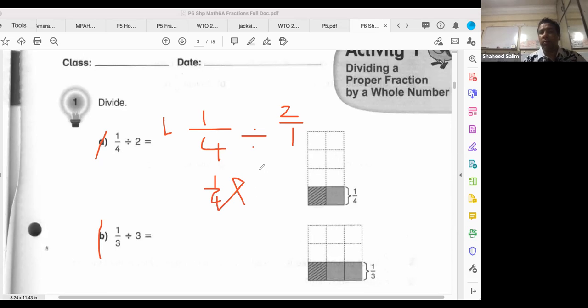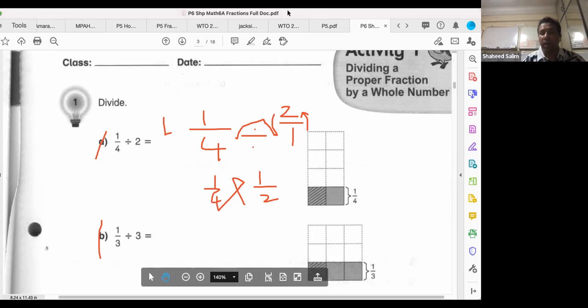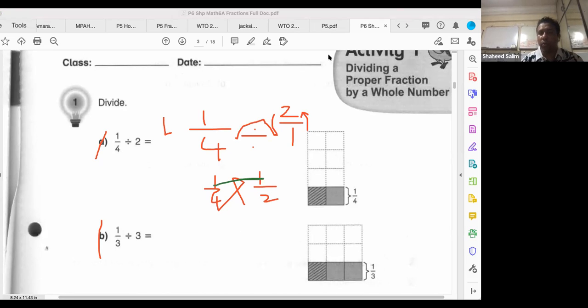One half, this one does a flip. Sun goes up, sun goes down. When you change this divide sign, you change to times. I'm so sorry this is messy because I do not know what has happened to my pen. But here we go. You cannot do anything. Top times top, 1 times 1, 1. Bottom times bottom, 4 times 2, 8. So 1/8. Okay, you check with the next one.